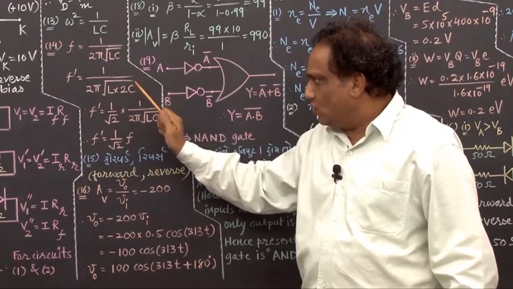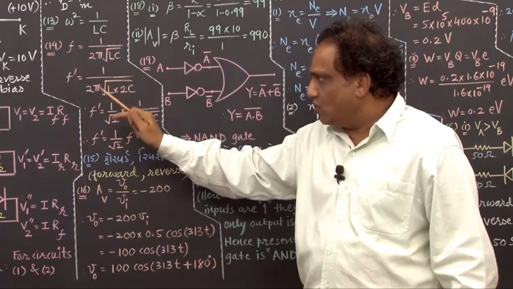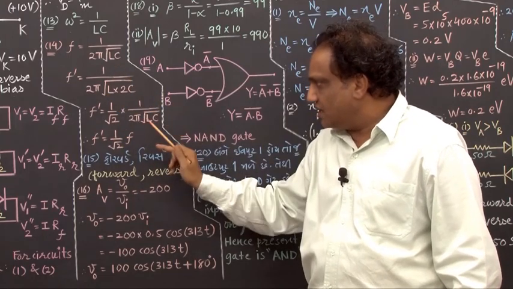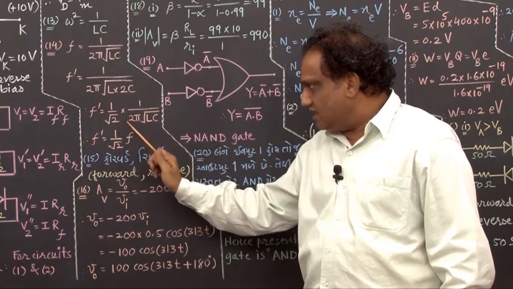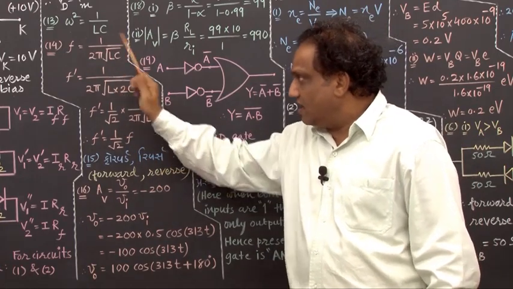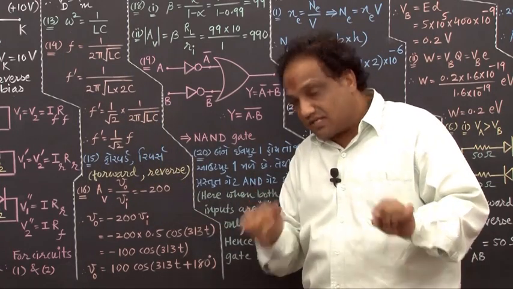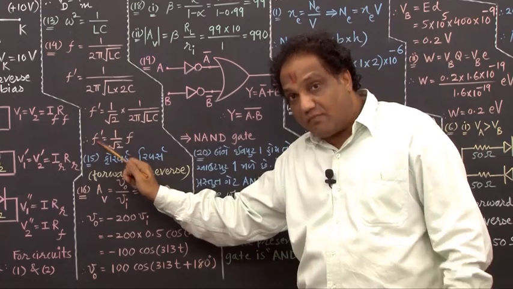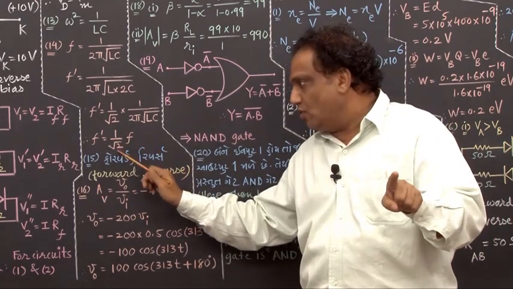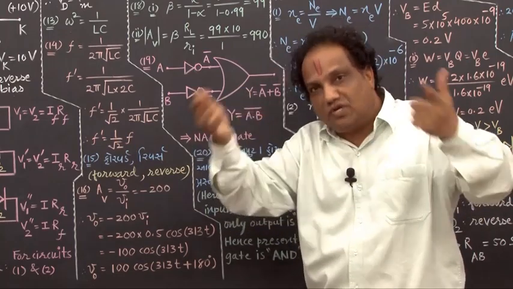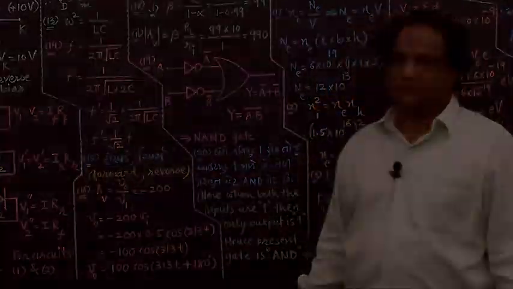1 upon under root 2 you can take separately. 1 upon under root 2 into 1 upon 2 pi into under root of L into C. Correct? Now 1 upon root 2 as it is, and this is nothing but F. So what have they asked? In the second case, frequency will become how many times the initial frequency? It will become 1 upon root 2 times. Correct? Fine. Read number 15 now.